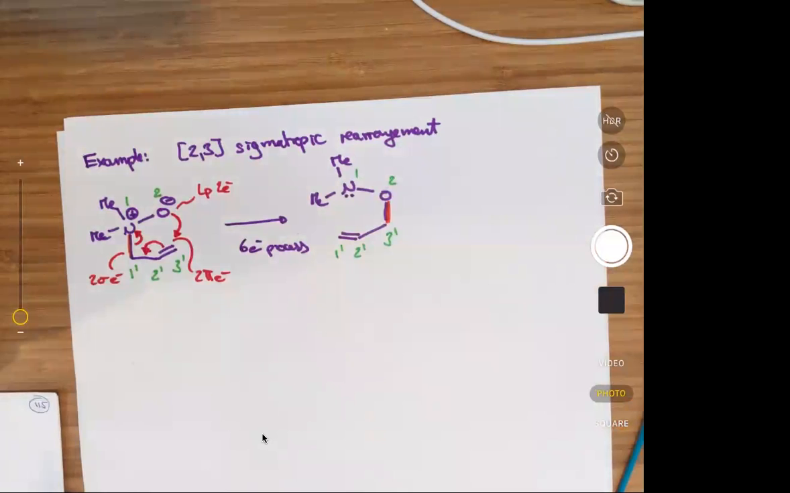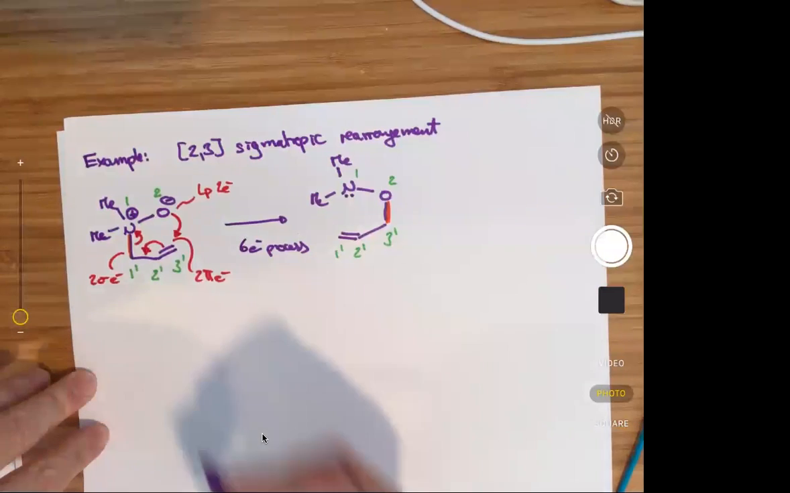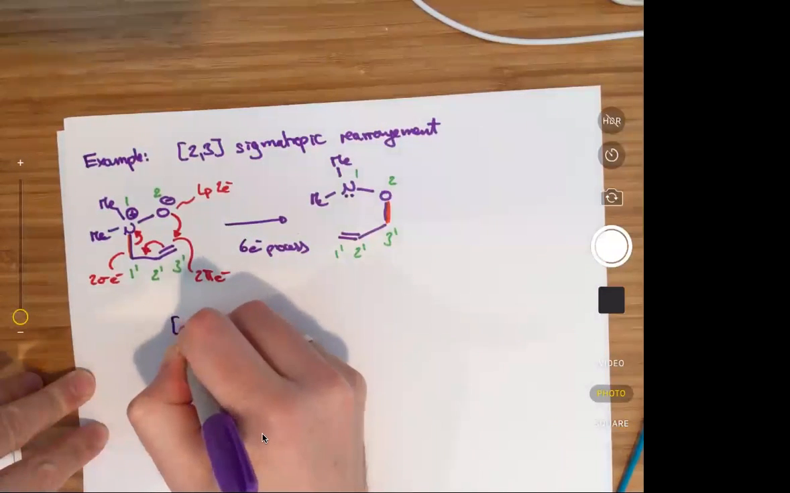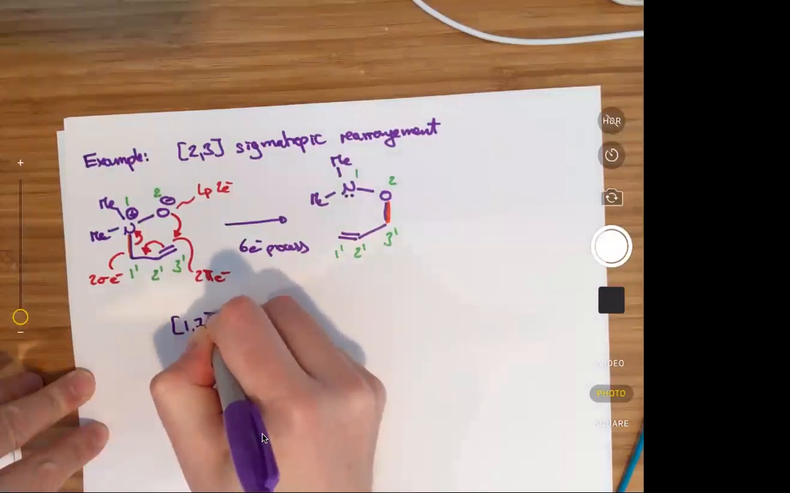All right, so let's look at one last one that falls in the class of sigmatropic rearrangements. And this is a little bit of a special case, because in this scenario, you're not just shifting a sigma bond, but you're essentially shifting just one atom across the length of the pi system. And in this case, we call this a 1,7 sigmatropic rearrangement.